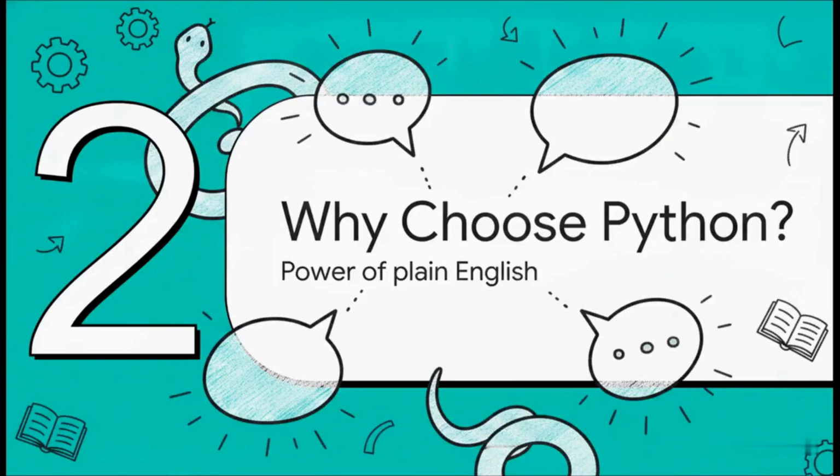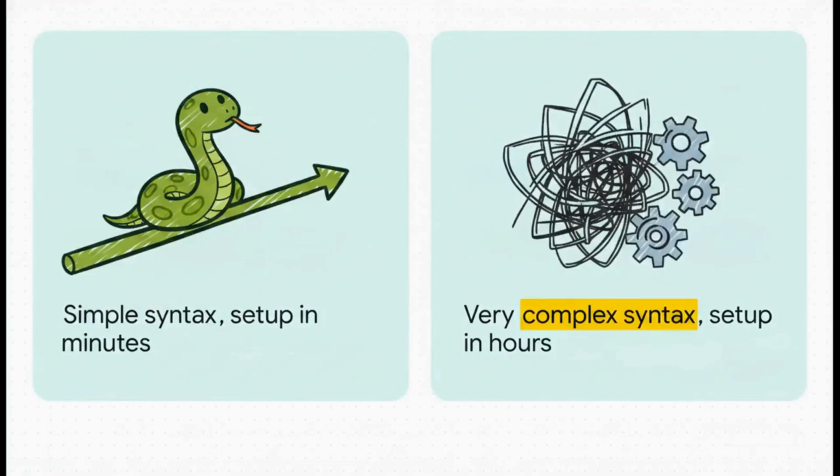Moving right along to Section 2. Why choose Python? Well, it all comes down to the power of plain English. Let's just completely shatter the myth right now that coding syntax has to be intimidating. What's really interesting about this comparison is how it shows two totally different worlds. On one hand, a language like C++ requires strict grammatical rules, highly complex symbols, and literally hours of environment setup just to get started. But Python, it skips the curly braces and all those confusing symbols entirely. It reads almost exactly like a standard English sentence, and you can be set up and running in literal minutes.